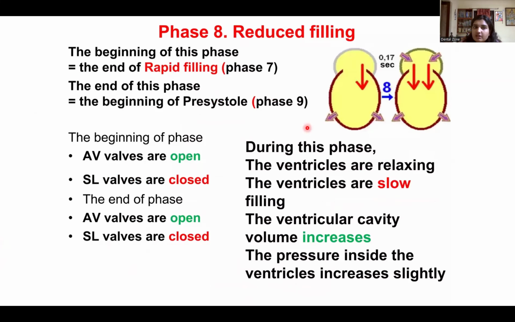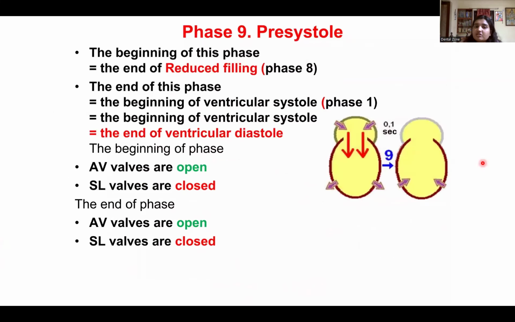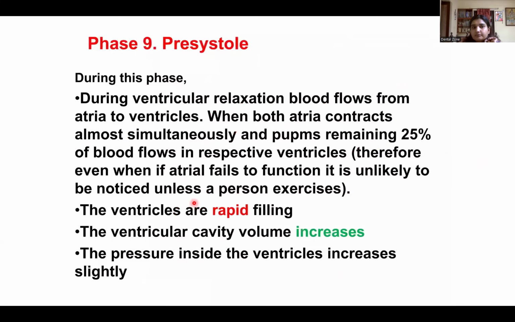Now, in the reduced filling state, the ventricles are slow filling, and the ventricular cavity volume will also increase. So, in phase 9, that is the pre-systole phase, the AV valves will open up, the semilunar valves are closed as they were, and during this, the ventricles are rapid filling, the ventricular cavity volume will also increase, and the pressure inside the ventricles will also slightly increase.